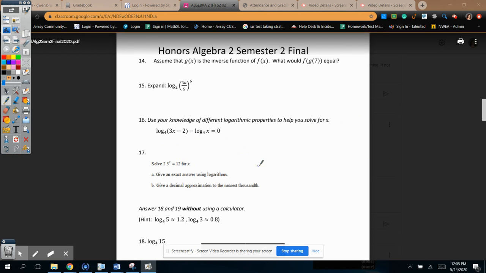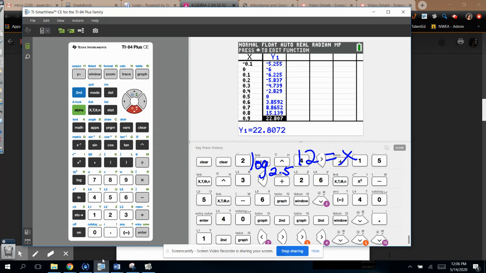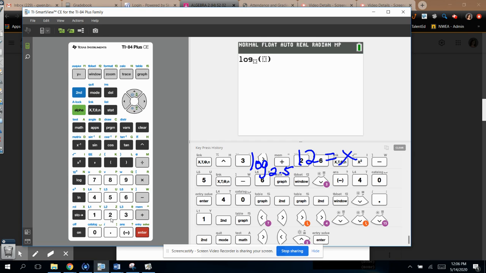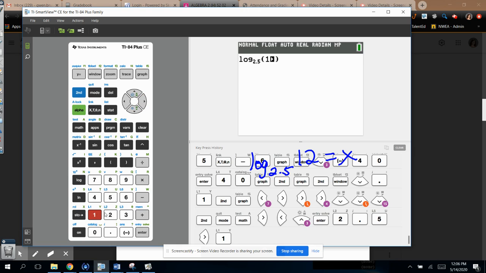This guy here, log is the exponent. Log base 2.5 of 12 will equal x. In the calculator, you'll have math. I think it's, what is it, under here maybe? Maybe math. There it is. Log base, enter 2.5, and then 12 here. Okay, and they want you to round it. So make sure you round it properly.